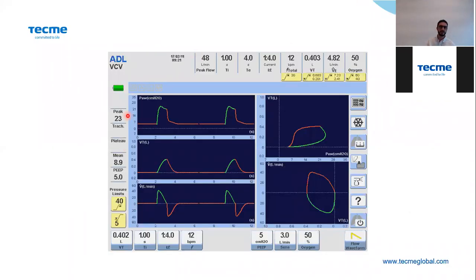So here this is the ventilator screen in the VCV mode.